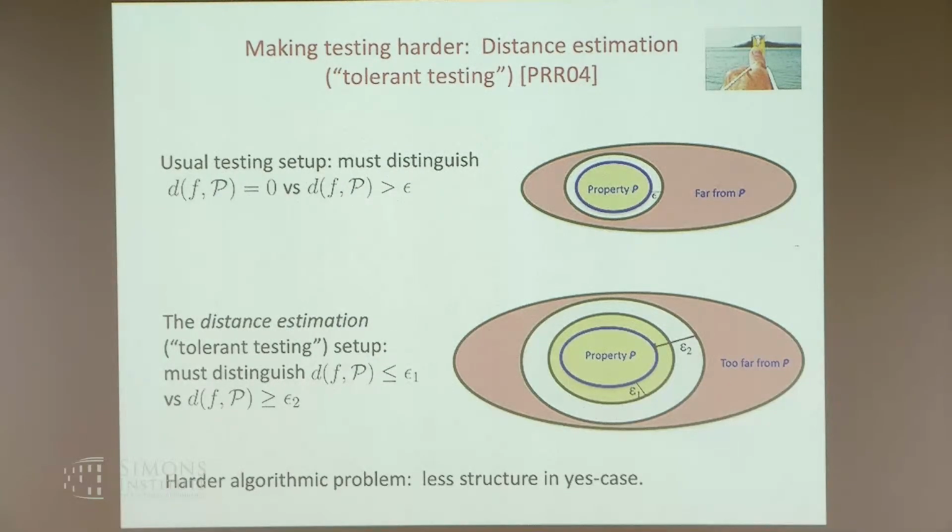In fact, it turns out to be quite a bit harder in 2 senses. Strictly, it tends to be harder as an algorithmic problem because you don't have the same kind of structure. In the original case, if it's a yes function, it has the property, right? You can exploit the fact that it has the property. Now you can no longer exploit that. It doesn't quite have the property, and so there's less to work with.